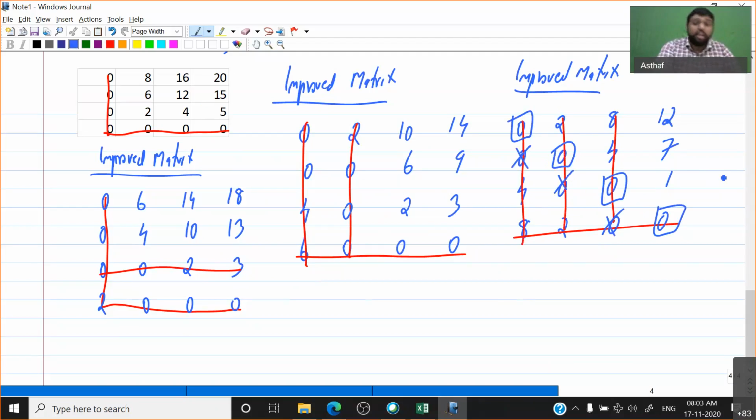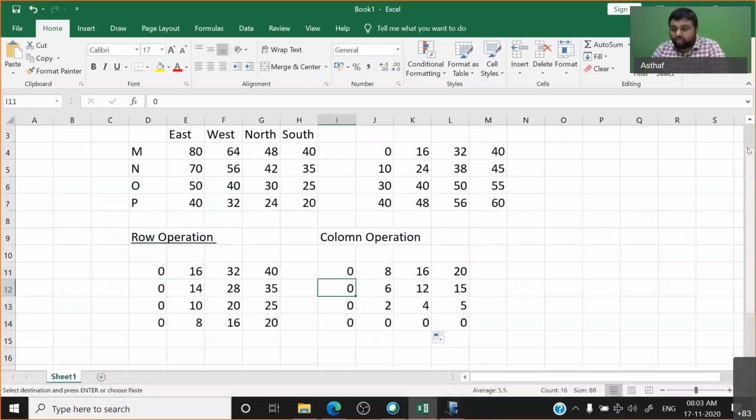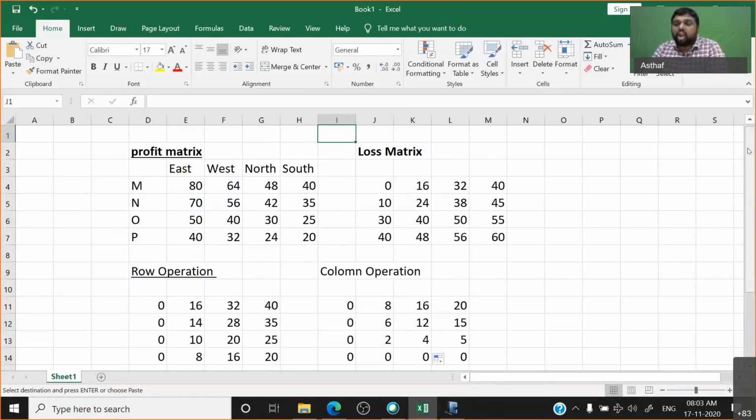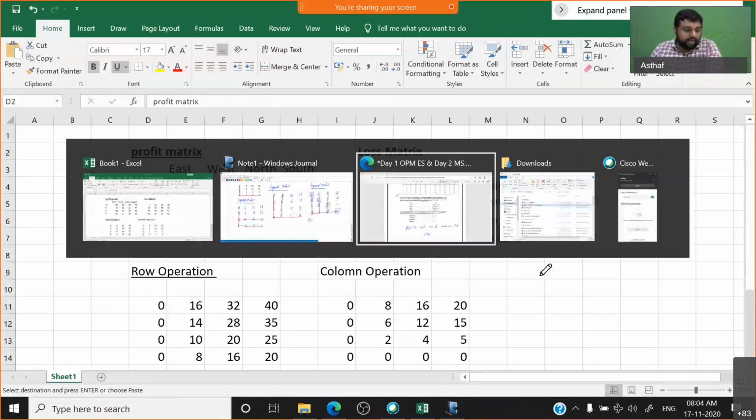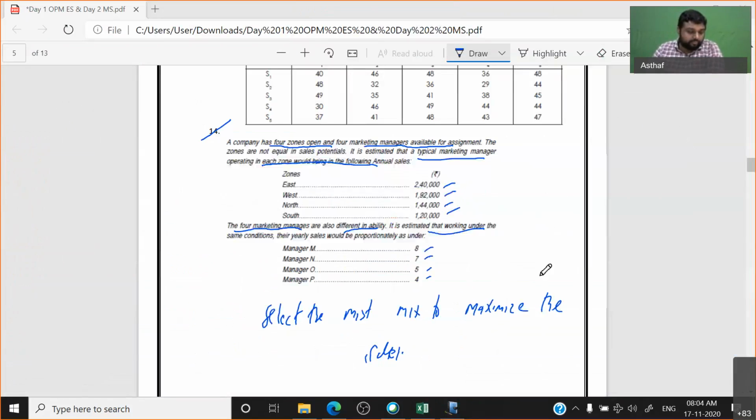How interesting. Now the main thing you have to do is take the value not from the loss matrix. The value you have to take from our first matrix. This is where students mostly make mistakes. No, you have to take from the first matrix. So what will be the case? First M will come. What is the allocation we have made?